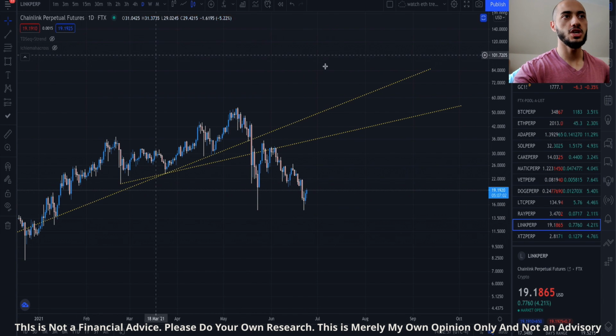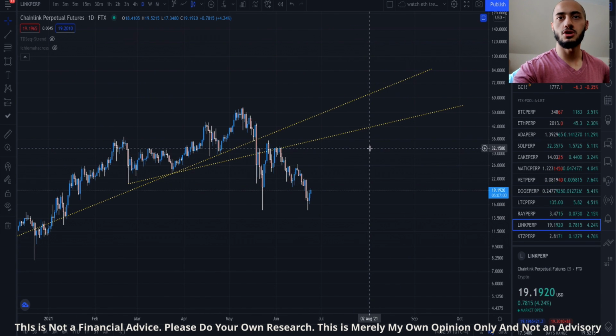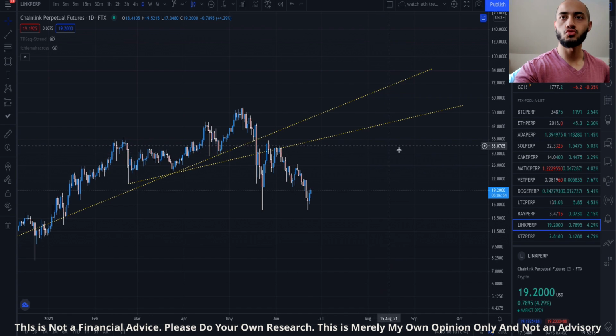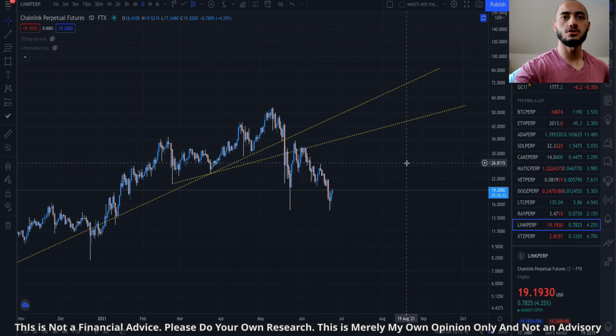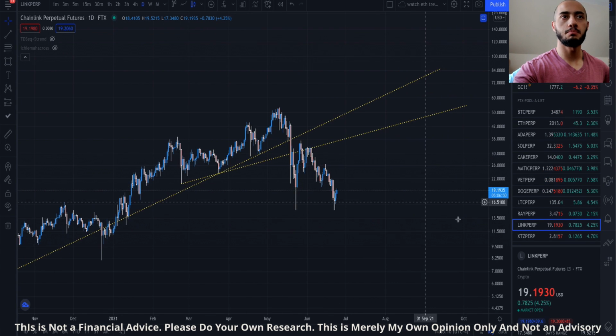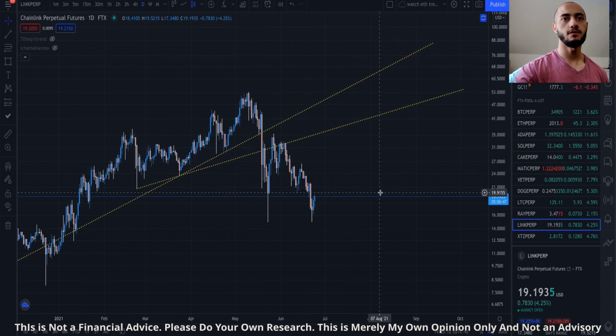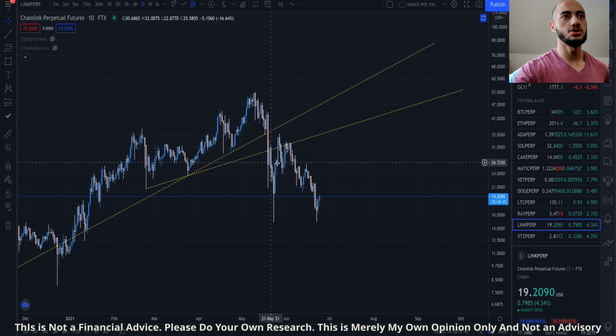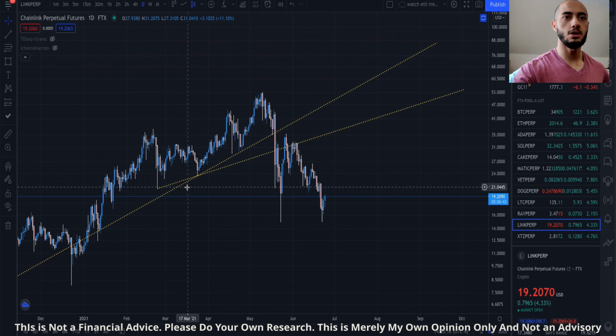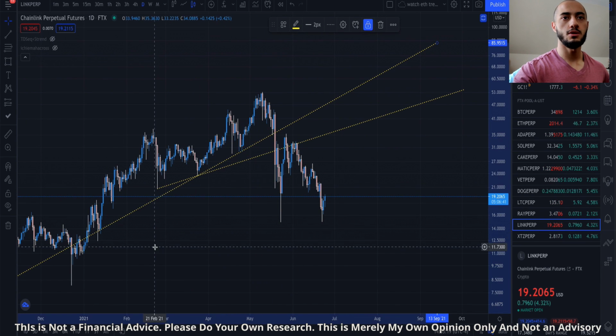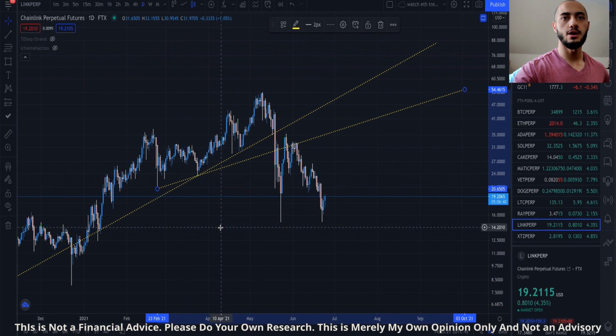Today I wanted to chart ChainLink. I'm just sharing where I think the price is going to go next. I wanted to start on the daily time frame. I want to share that we could see here that we broke an uptrend right here and right here.